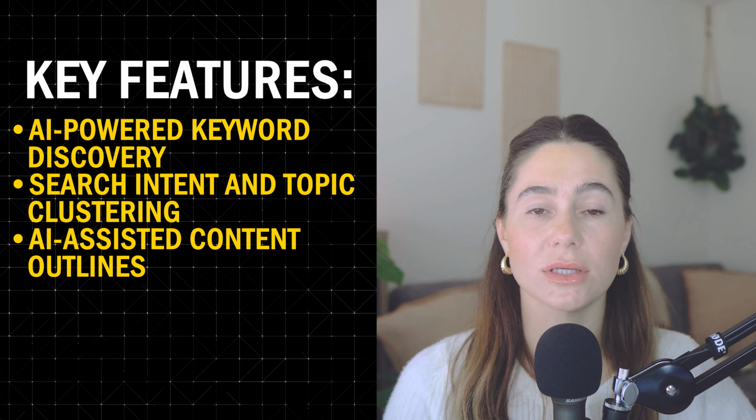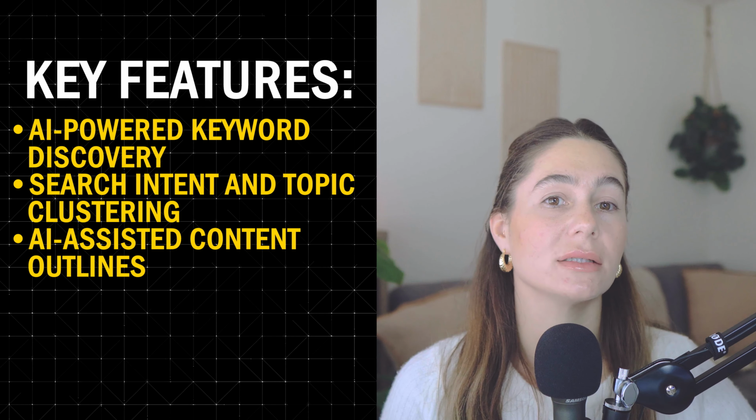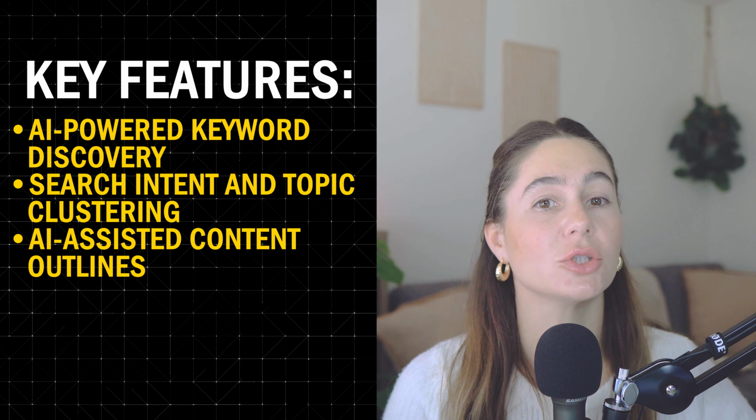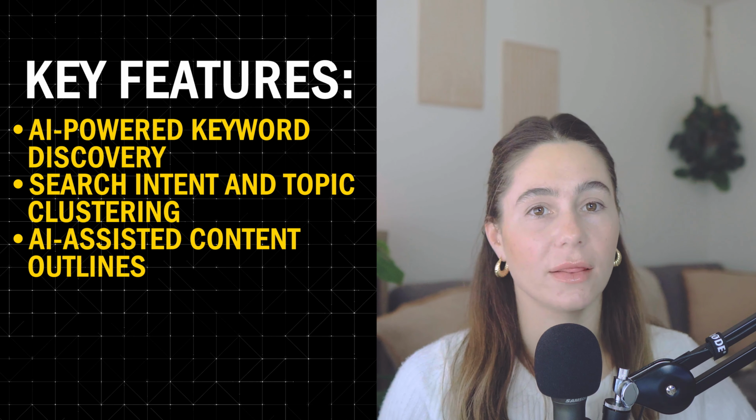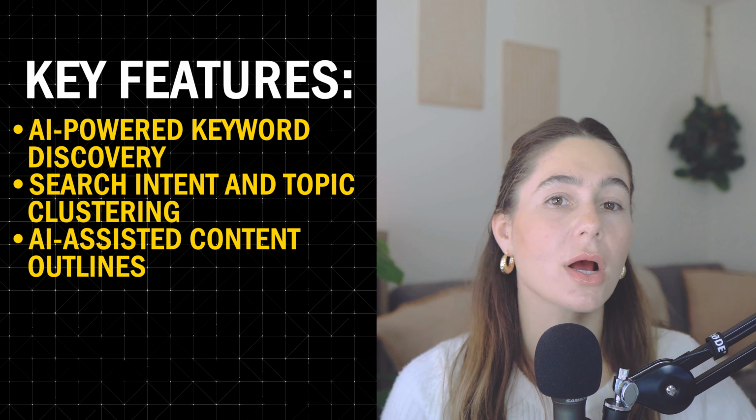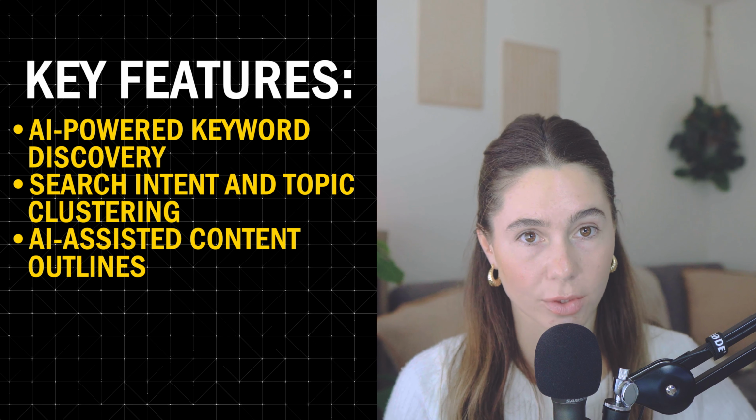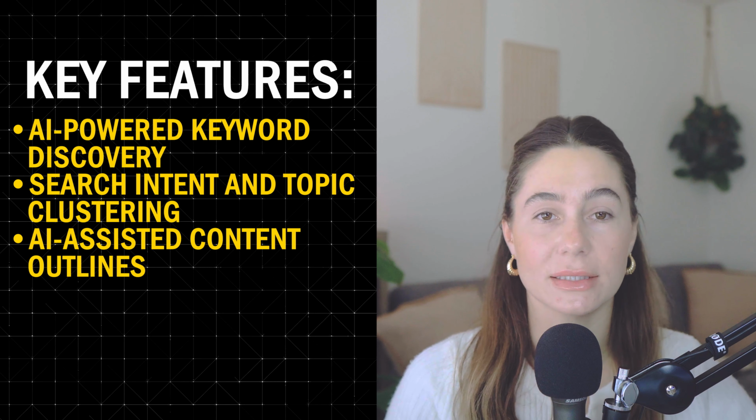AI-assisted content outline. One of the most helpful AI features is content outlining. Semrush can suggest headings, subtopics, and structure based on what's already ranking. This removes a lot of guesswork around what to include in an article. You're not copying content, but you're learning what topics matter for that keyword. Outlines help you write faster and stay focused.